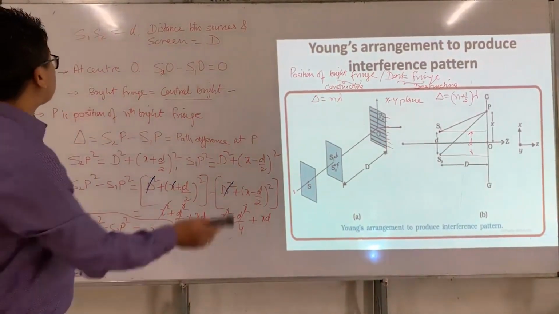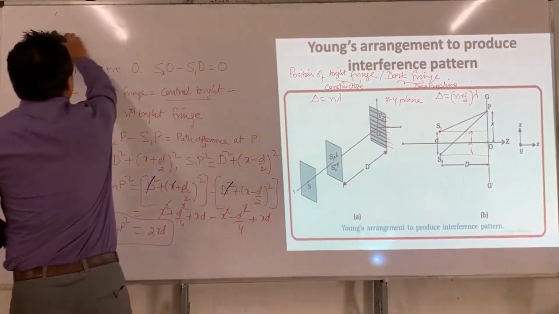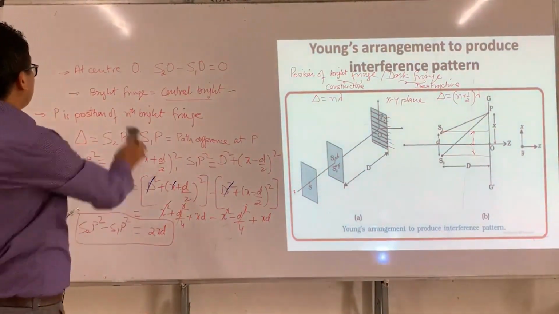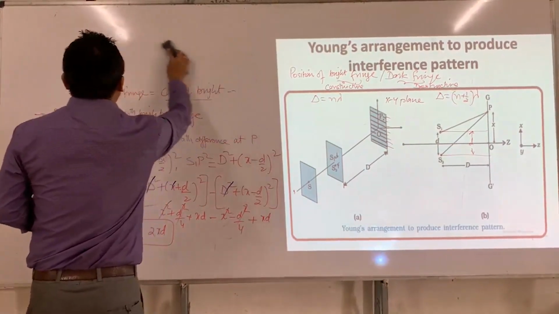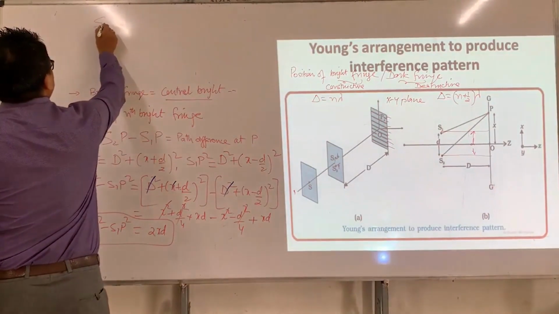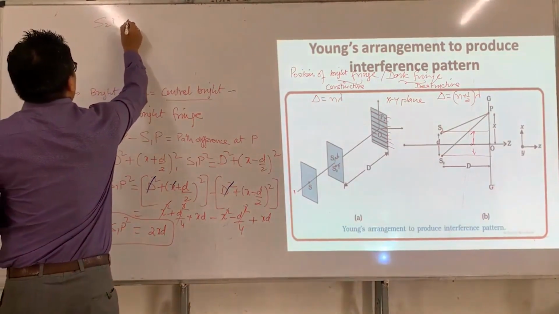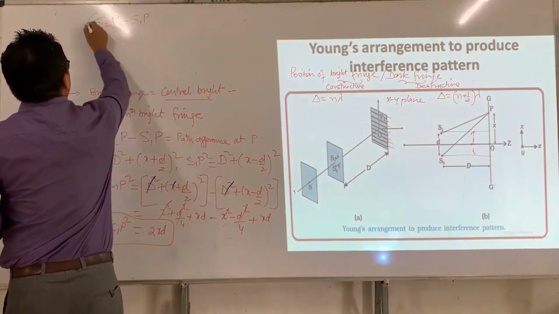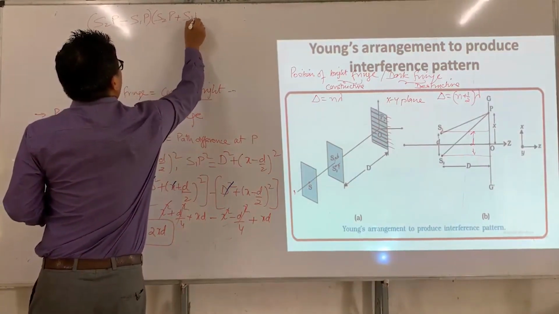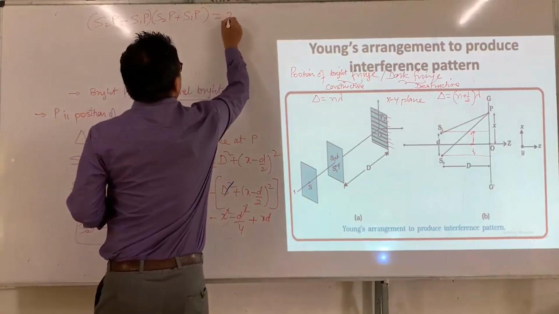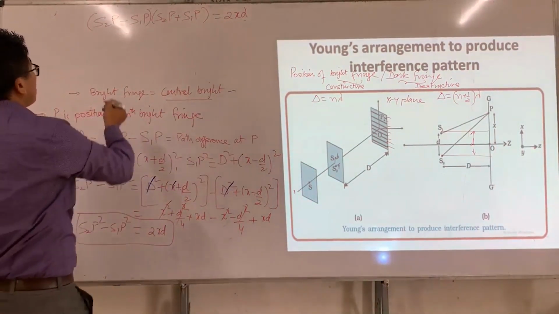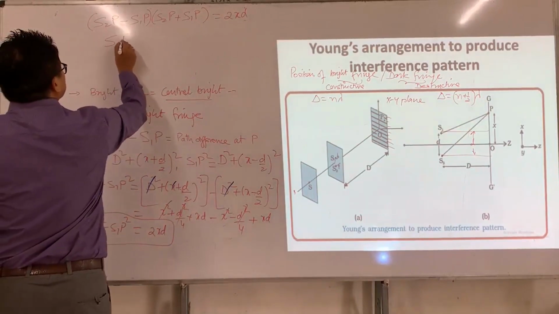Our focus is to get the path difference. So I'm going to use the identity: (S2P minus S1P) times (S2P plus S1P) equals 2xd. This identity I'm going to use. Now we can find the path difference.